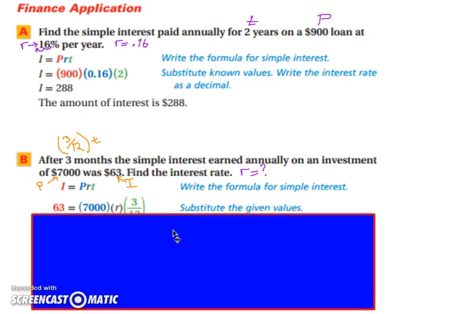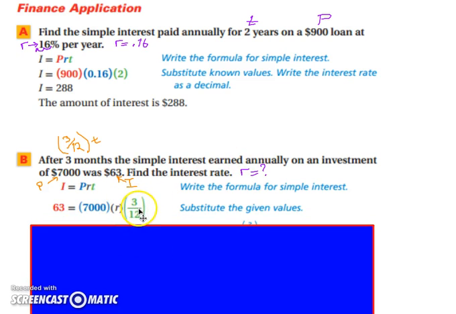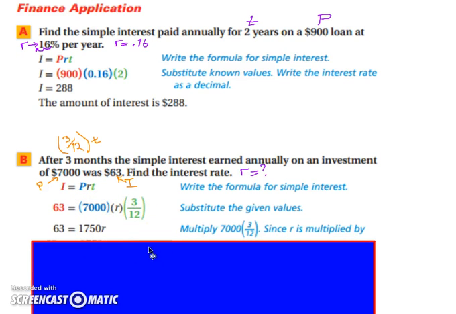So we have 63 equals 7,000 times our unknown. We're trying to figure out what that R is. And our time is 3/12. So let's simplify. 7,000 times 3/12 is 1,750. R, you can't do anything with it yet. You're trying to get that by itself. And we needed to simplify the right-hand side of the equation before we could do so.